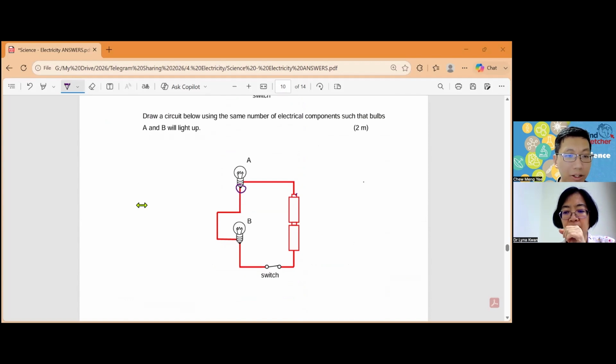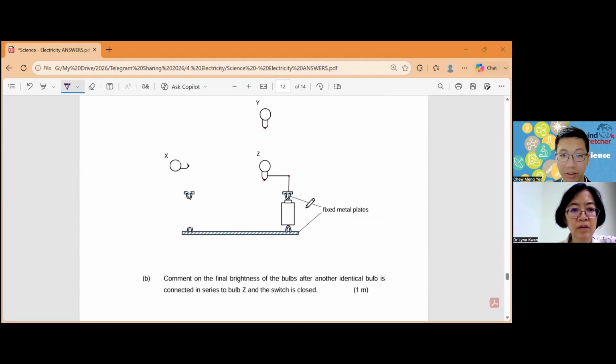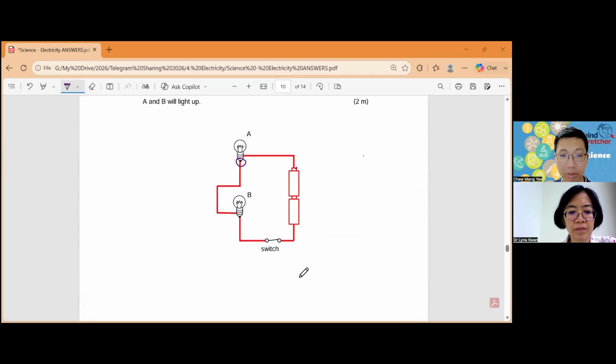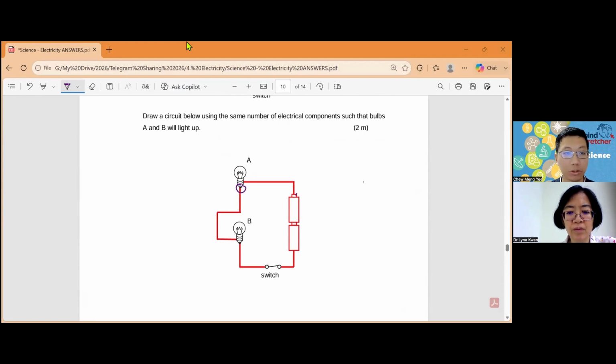When drawing parallel, when they purposely give you light bulbs in series, how to draw? Okay, good question, Mingen. Actually, that happens a lot of the time, right? If they ask you to draw parallel, but somehow they place the light bulbs in series. Let me try to draw out what you're trying to say. So one student here asked, what happens when they give you light bulbs in series, but they actually ask you to draw parallel?